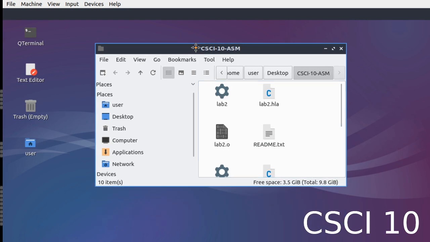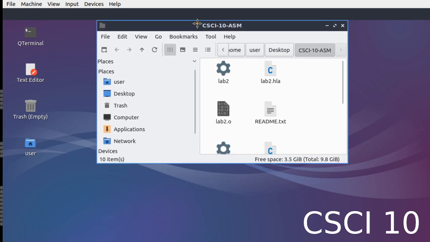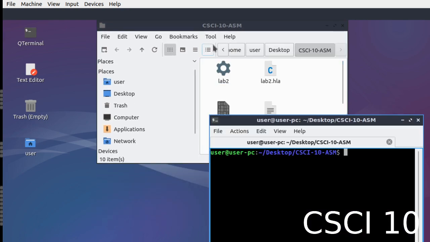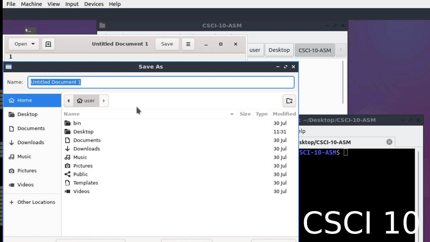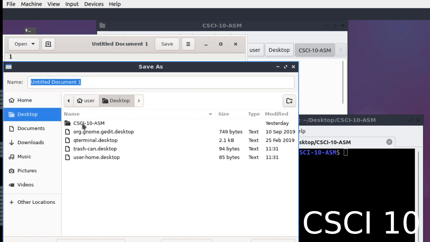Get inside the CSCI 10 folder, use the tool menu to open a terminal here, and confirm that I'm in the right location so that the commands are all easy to execute. And then I'm going to fire up a text editor. And then from here, I'm going to save this. And this is a part to be careful of. This may have bit you before. When you save your document, make sure that you get it inside of the CSCI 10 folder, or you'll have to do some other steps.